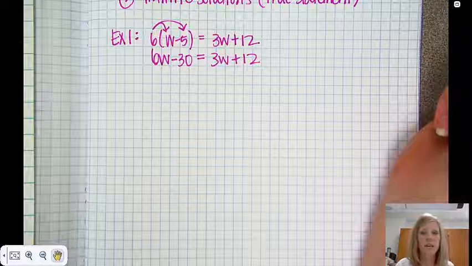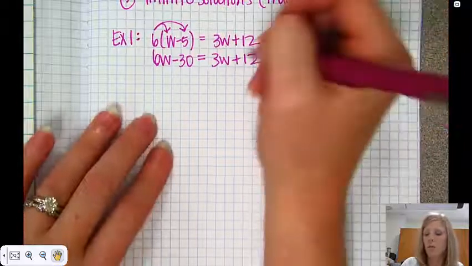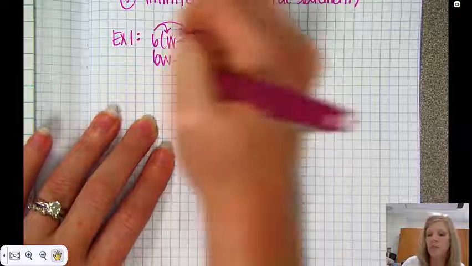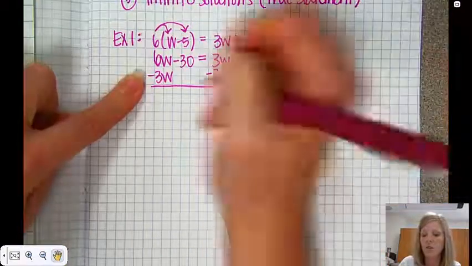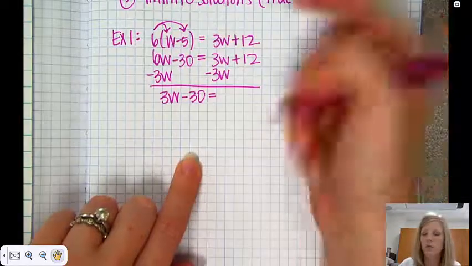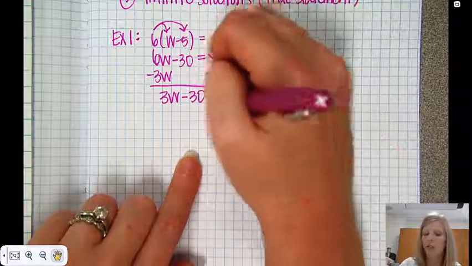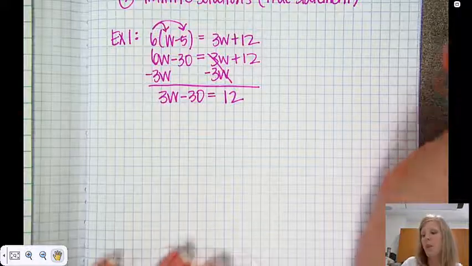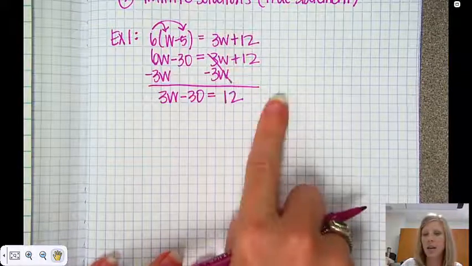Now we know we need to try and get our variables on the same side. So we're going to do that by undoing our operation. I'm going to bring this 3w over to the left, so I'm going to subtract 3w from both sides. When I do that, 6w minus 3w is 3w. Bring down our minus 30 is equal to, 3w minus 3w is going to cancel, and then plus 12, so I bring down my 12. Now I need to do the same thing with my numbers. So I'm going to bring this number over to the right so that I just have a variable on one side and all my numbers on the other.